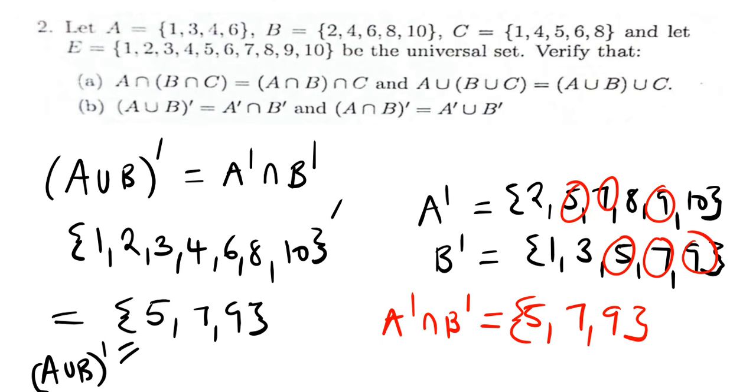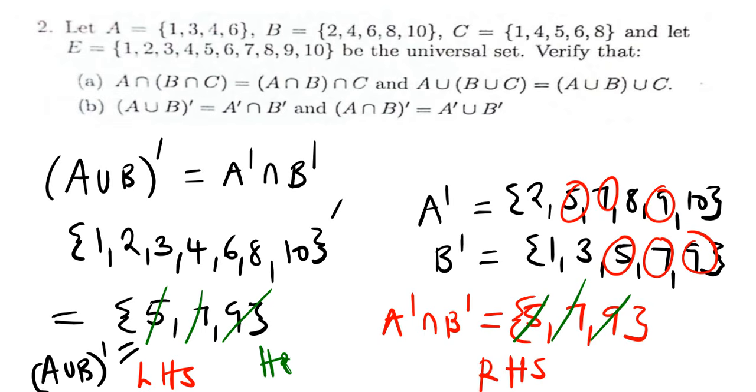So this is our right hand side. Now we are able to see that your left hand side and your right hand side are equal. Why? Because here we have a 5, there we have a 5 as well. 7, 7, 9, and 9. Hence proven. Then the second version of the law is still the same thing. So basically that is how we go about this type of equation.